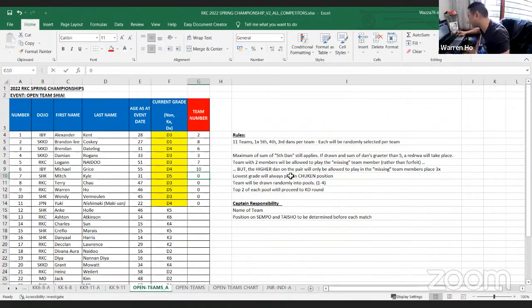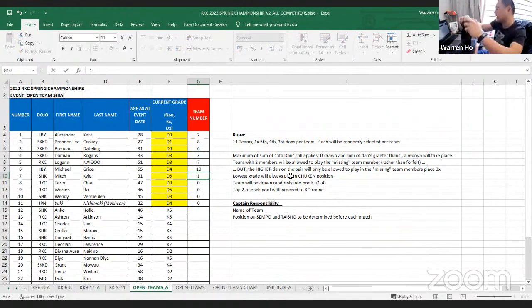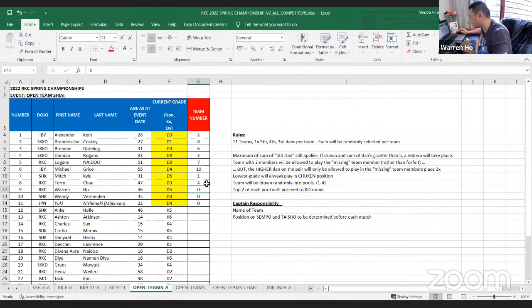How about that? Okay, Terry Chow, resident Hong Kong extraordinaire, also national team member. You're going to be captain of team number 4. Okay. I won't say anything about that number for us Asian people, but Terry will make the most of it, I know. Okay, some guy called Warren Ho. That's me, by the way. I'm going to be the captain of team number 11.